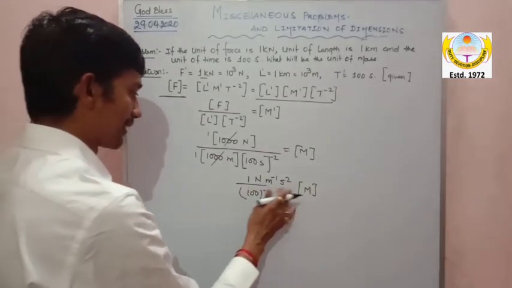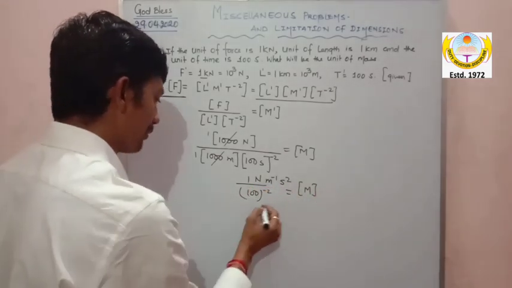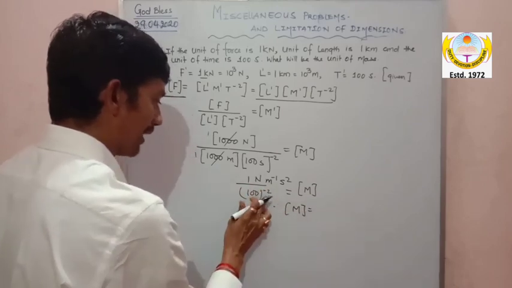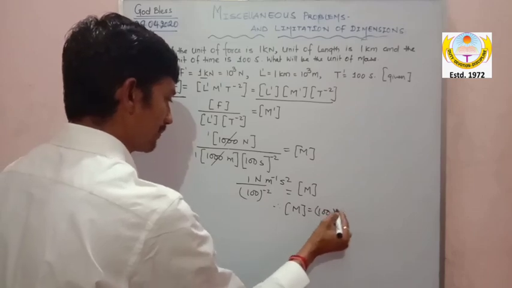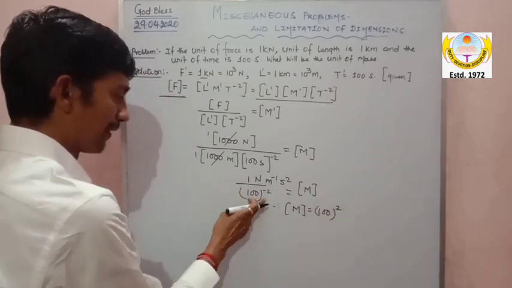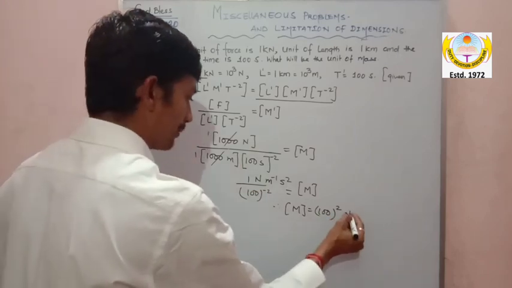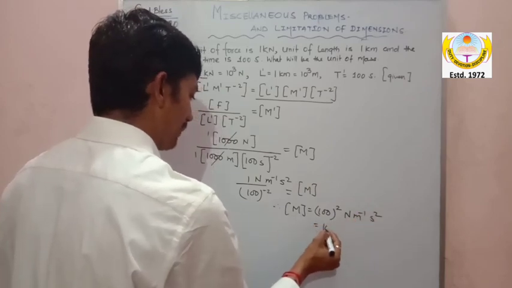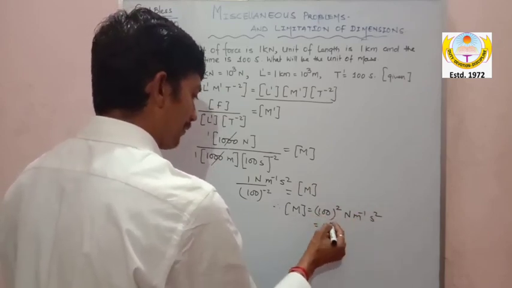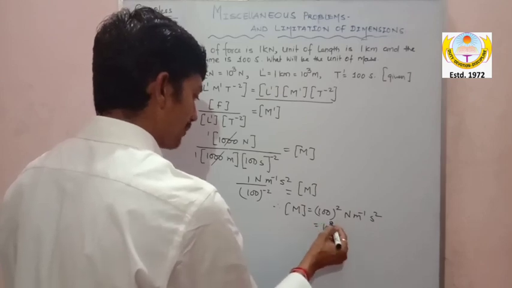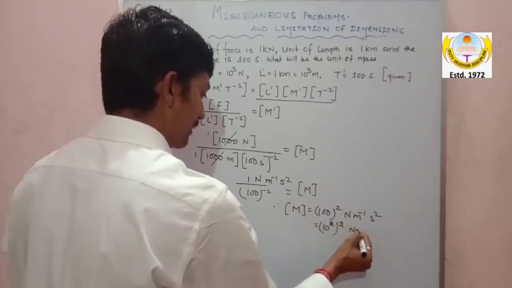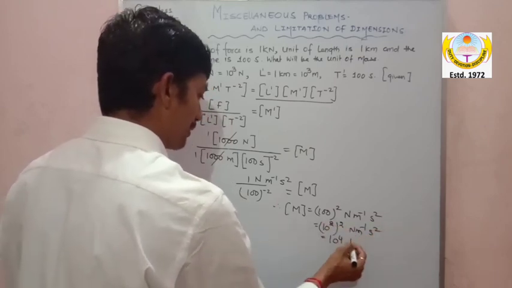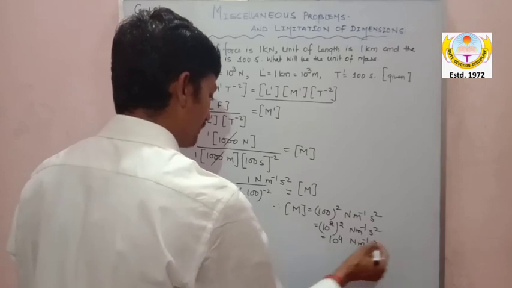So now what will be the answer here? Therefore M is equal to 1 upon 100 power minus 2, so it will be 100 power plus 2 Newton meter minus 1 second 2. And now this is nothing but 10 power 2 as 100, whole power 2, Newton meter power minus 1 second power 2, and this is 10 power 4, 2 twos are 4. Newton meter inverse second power 2 is your mass.